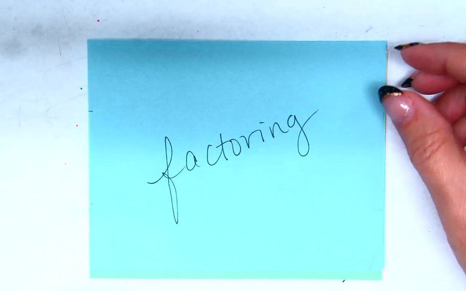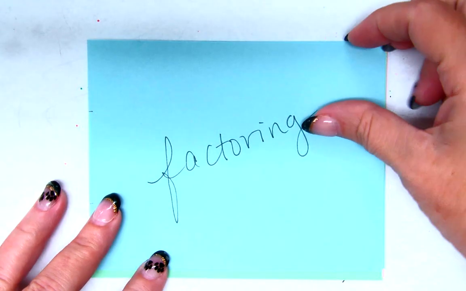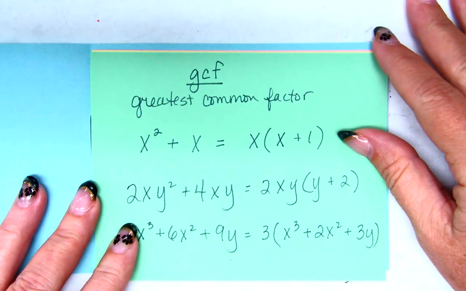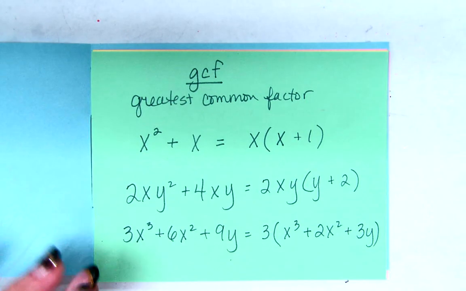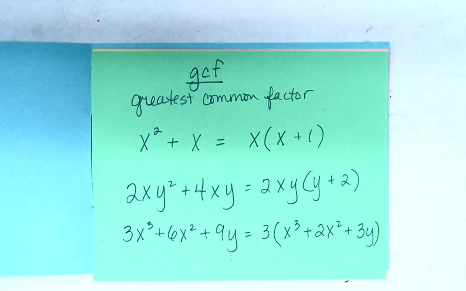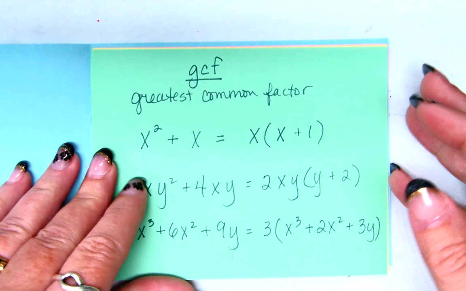When we're factoring, no matter what we're factoring, what should we always try first? GCF. Greatest common factor, right? And that's in fact why we did it first in our booklet, because we want to make sure that's the first thing we're looking for every time we do a problem, okay?